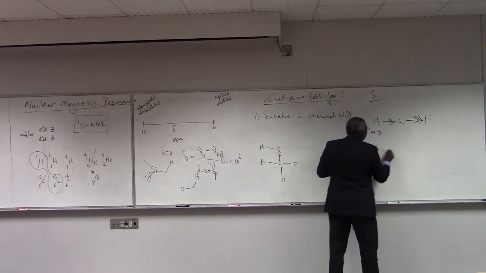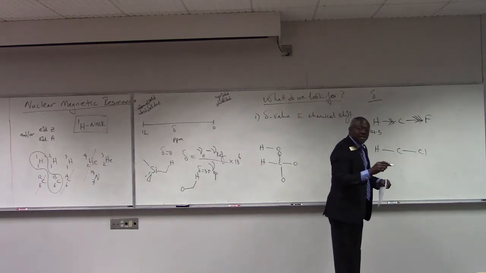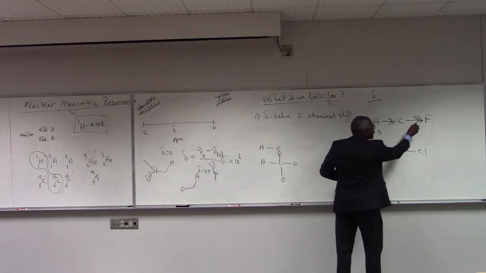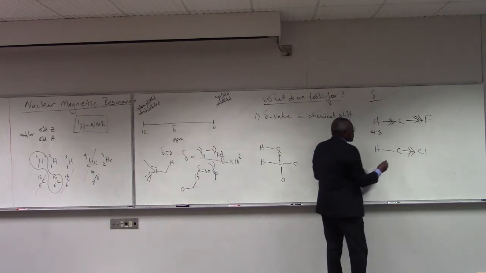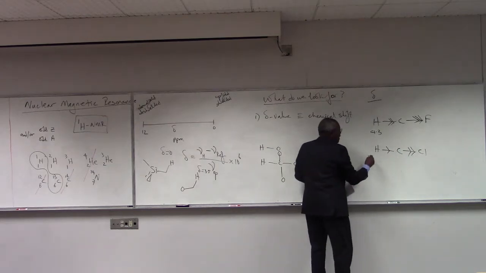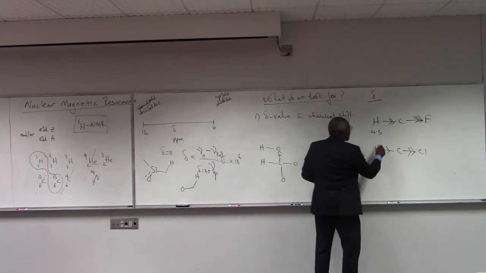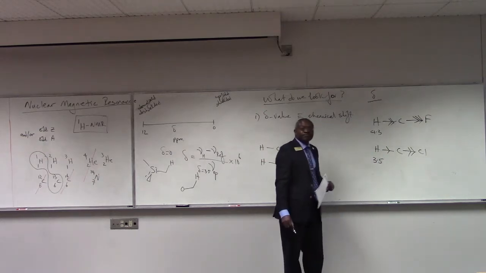If I have H attached to C attached to chlorine, well, chlorine is less electronegative than fluorine. So it doesn't suck as much electrons. Maybe it'll do this. Which means by induction, I'm going to suck even less. Sounds weird. And so this H only shows up about 3.5.